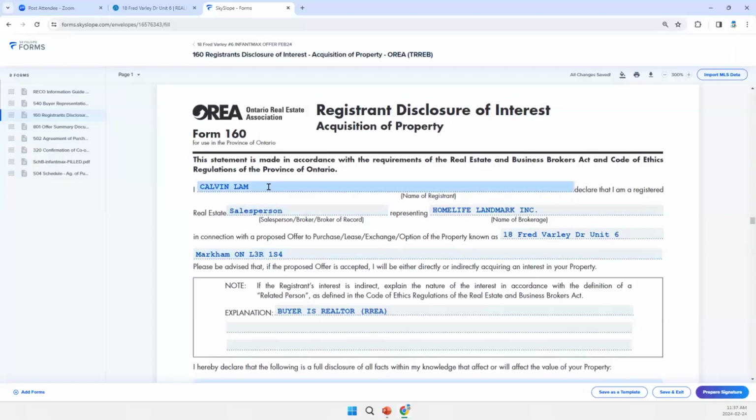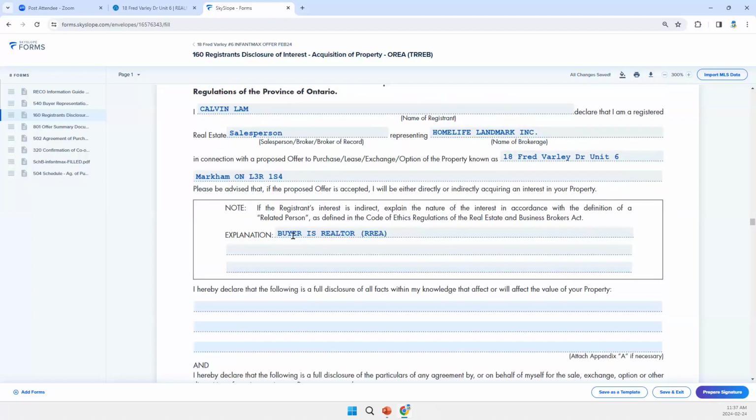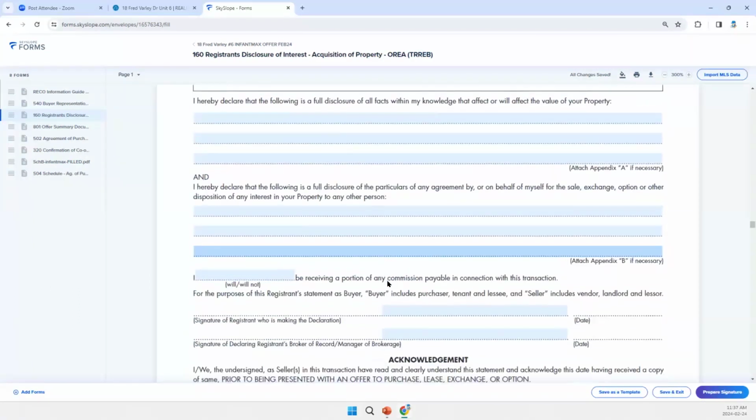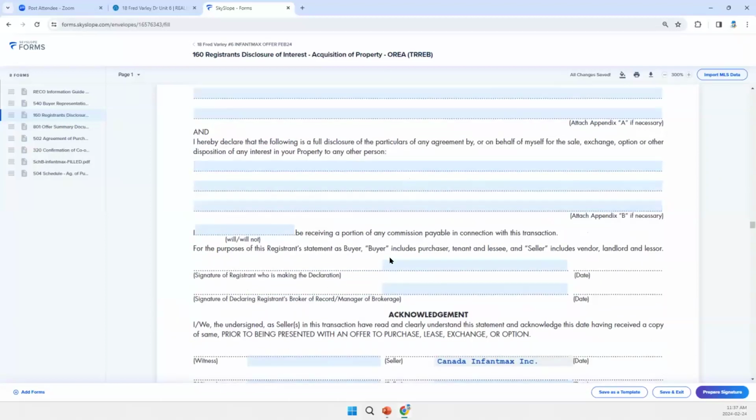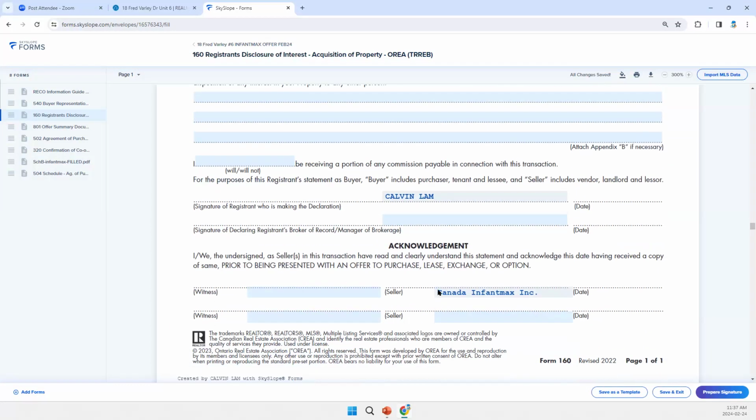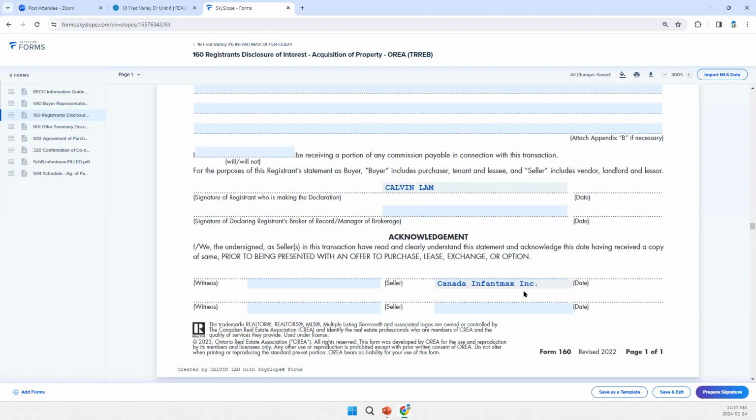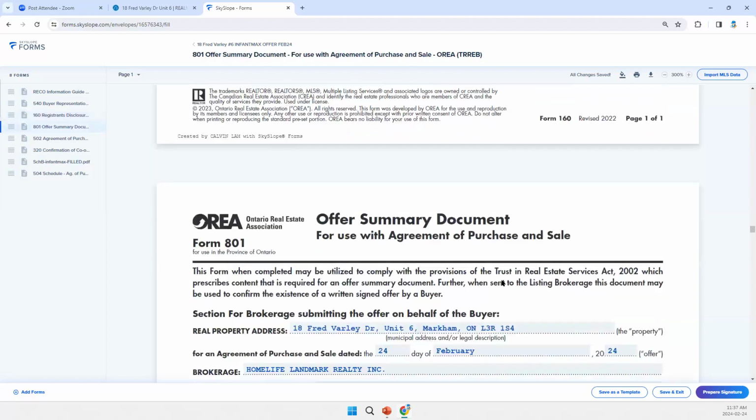So now 160, which I mentioned so many times before. Just the same thing. Put down the agent name, salesperson, and then you will have this, the buyer is a realtor, right? Because I'm simulating myself, REA. Okay, that's it. So the signature we're going to put on there, right? This is missing, right? The signature is making a decision, so it's okay. And you're going to have the signature there, and this is the seller's name. The seller is going to acknowledge that. That's good.